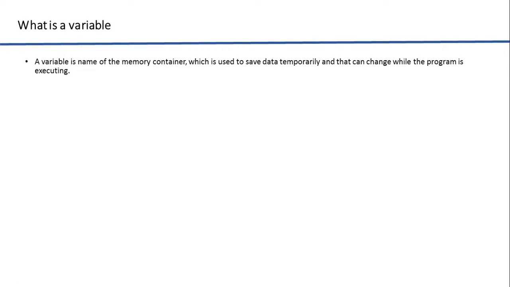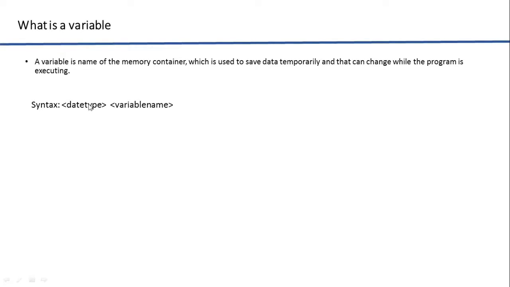Now we will see how to declare a variable. The basic syntax to declare a variable is data type followed by variable name. In the place of data type, we need to write a valid data type and we need to define a variable name for this data type.